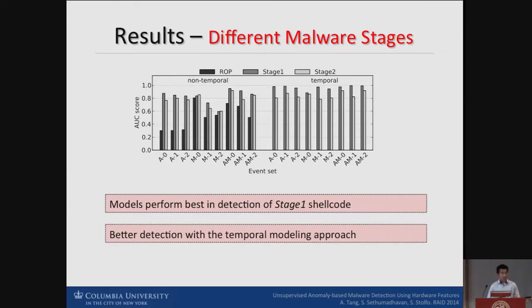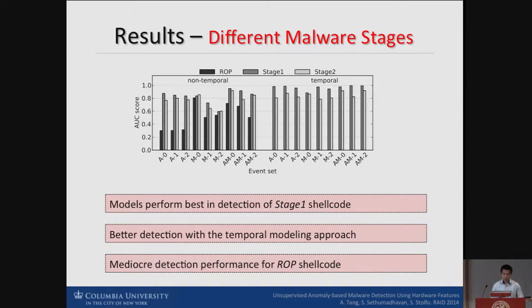And there was also better detection performance with the temporal modeling approach. This I covered a little bit earlier, where we talked about how the detection performance for the ROP shellcode is not very good using this technique because they only constitute a small portion of the samples that we have.